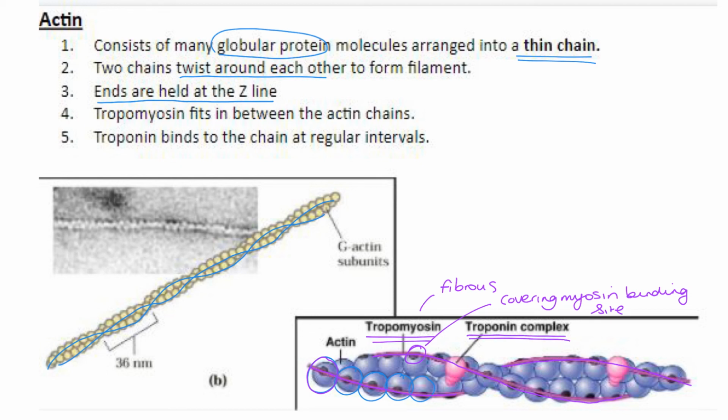At regular intervals along the actin chain, we see another globular protein. This globular protein is called troponin. It's called a troponin complex because there's actually three globular proteins attached to each other, but it's fine for us to just know it's troponin. So in our thin chain, we've got three proteins: actin, which is the main one, tropomyosin, which is filamentous, and then troponin.